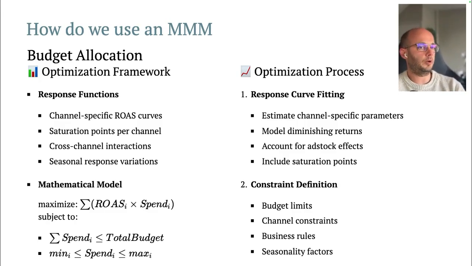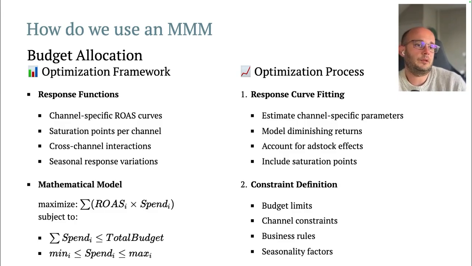This is not the hard part. Once you have it validated, it basically tells you what the model is doing underneath. You're basically doing response curve fitting. You're estimating channel specific parameters. You're modeling the diminishing returns. You're accounting for ad stock effects, and you're including the saturation points and also the cross channel interactions.